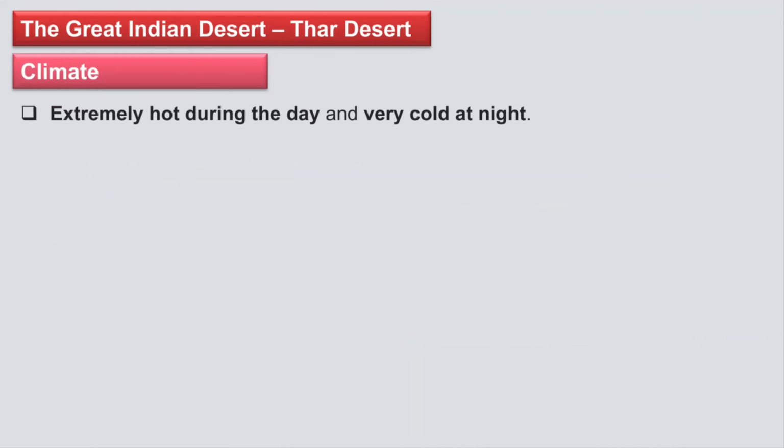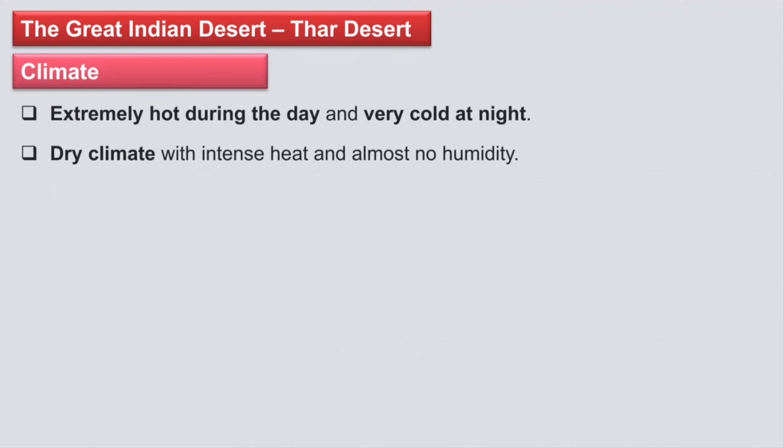And this is the climate: extremely hot during the day and very cold at night. Dry climate with intense heat and almost no humidity. So here you will find a dry climate, very hot during the daytime and very cold during the night. Why is it cold during the night? Because it is all sand, isn't it? And sand cools off very easily. So at night it cools down, and during the daytime it again becomes hot.